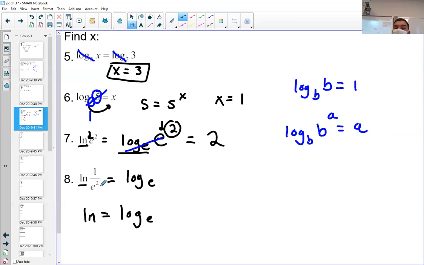Now, this 1 over e squared is kind of annoying. I don't like how it looks. So this is the one time we're going to convert it back. We're going to change it to e to the -2. So I rewrote it as e to the -2. This is the one time you're actually going to make it into a negative exponent. Wait a second, this e matches, so I could cross that out. So it's just -2. Your final answer is -2.